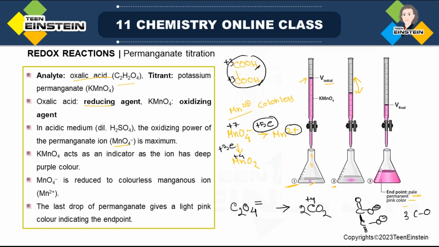And for CO2, it is +4. So it will change its oxidation number from +3 to +4. It means it has lost electrons. So that is why C2O4 2-, the oxalate ion, is basically the reducing agent in this case. Now if you want to balance the charge, 2 negative charges are left, so we will write 2 electrons on the right hand side. Fine. So this is the half reaction for the oxalate part, and KMnO4, the other half reaction that we have written before.